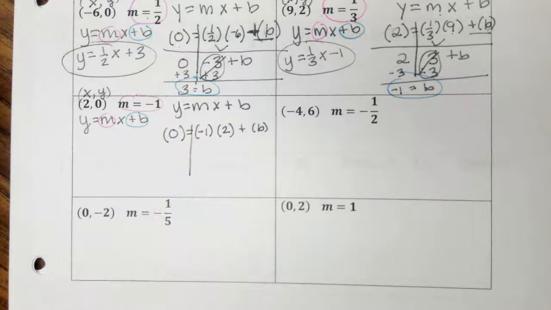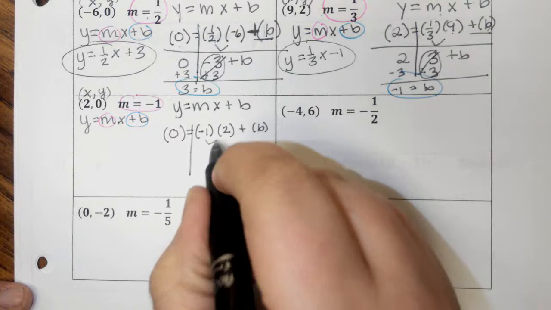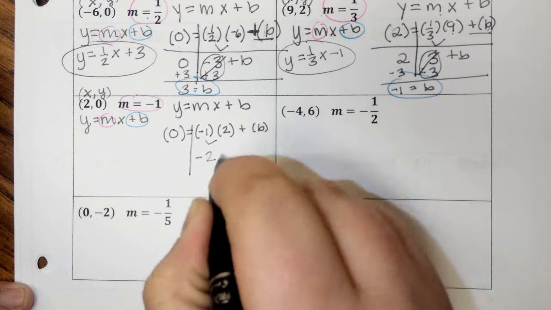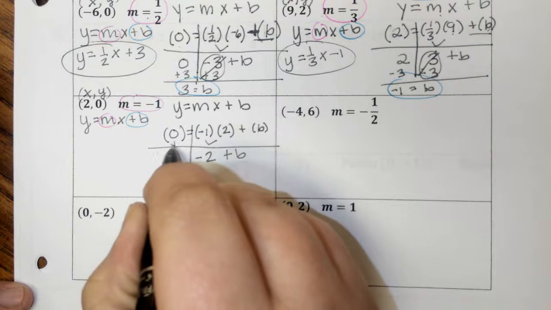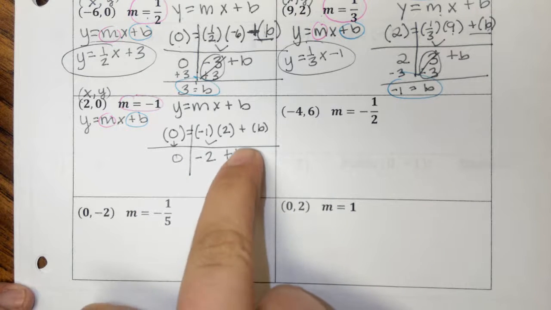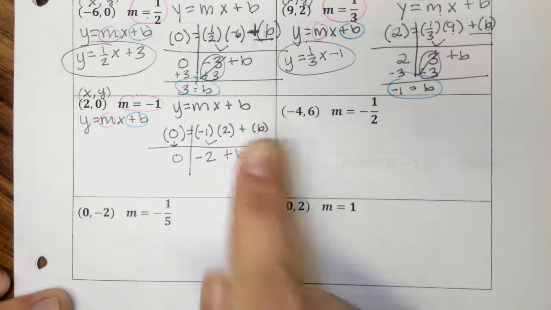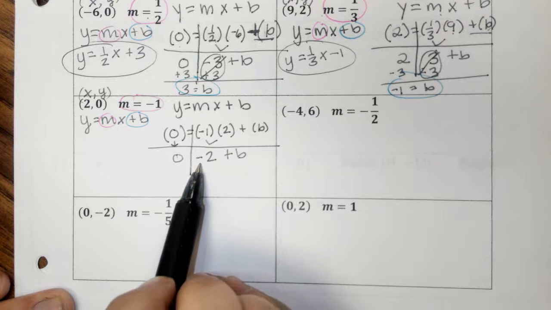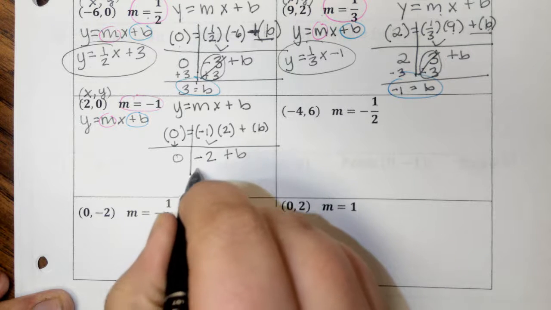On the left side, 0 won't combine with anything because it's the only term there. On the right side, we have -1 times 2. -1 times 2 is -2. We still have a plus b. I'm going to bring the 0 down. Now our variable is on the right side. All of our variables are on one side, which means we need to move our constants to the other side. To move the -2 to the opposite side of b, we do the opposite thing. The opposite of -2 is +2.